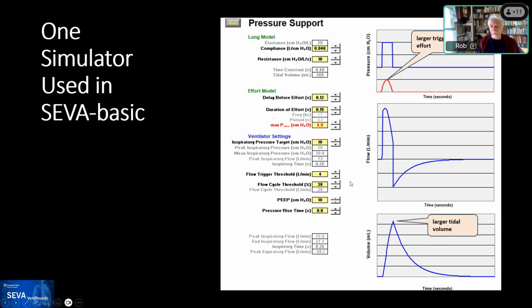So all of these things are easy to play around with. You can get a feel for how changing lung mechanics will change the pressure and volume and flow waveforms, and how changing the effort model will also have an impact on either the pressure waveform for volume control or the flow and the volume waveforms for pressure control. And this is a relaxed, low stress, low risk way to learn a lot of things about patient ventilator interaction.